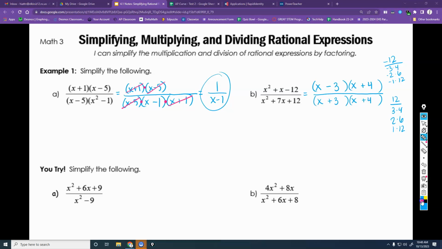And do I have anything now that can cancel? The x plus 4s are gone. So those cancel out, and I get x minus 3 over x plus 3. And those will not cancel. I can't go start doing crazy things like marking out those x's and marking out those 3's and getting the negative divided by positive. That does not work, right? It has to be things that are separated out as factors. So this would be my answer for B.